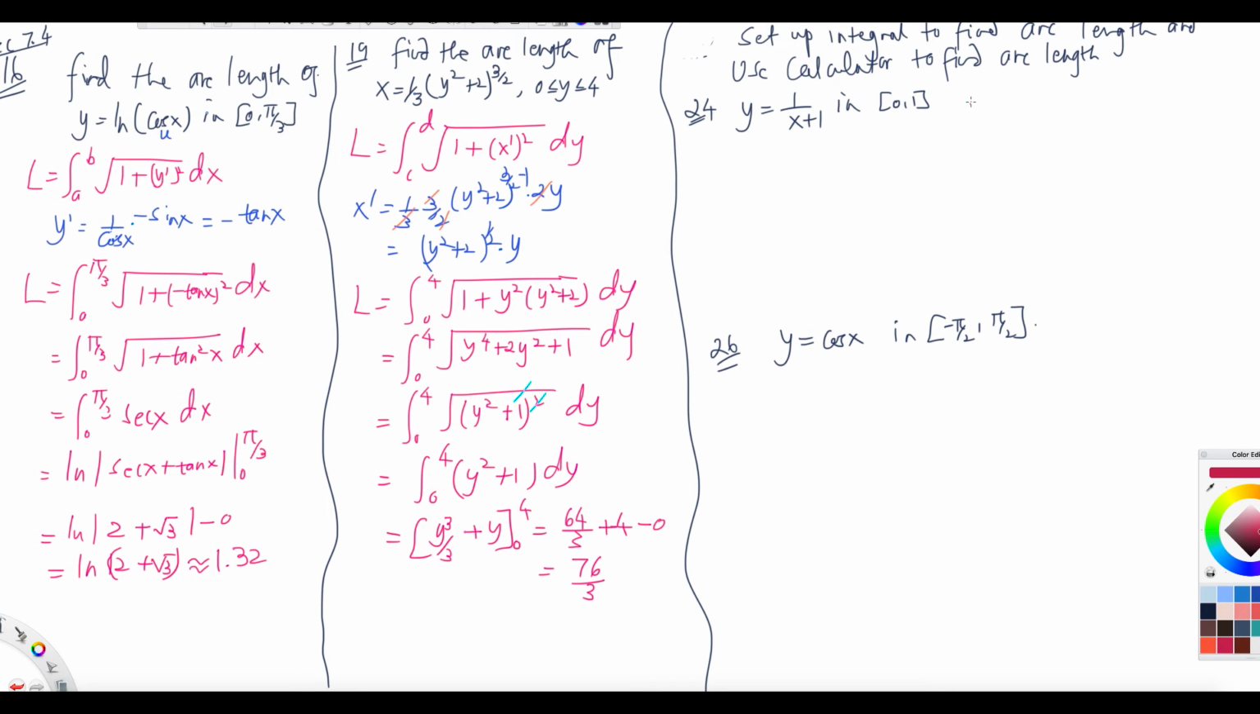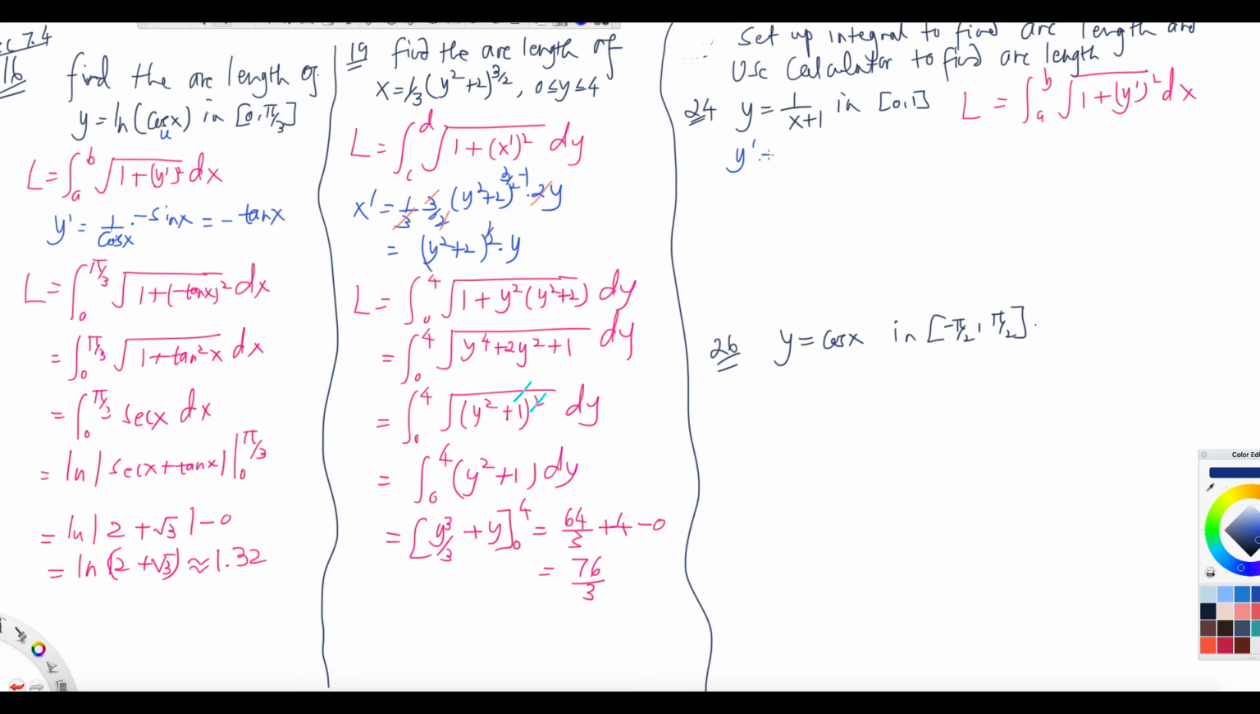So what is the formula? The formula is L equals, so this y is a function of x, so it will be the integral from a to b of the square root of 1 plus y prime squared, and then dx, right? That's what you do. But what is y prime though? So let's find out y prime.